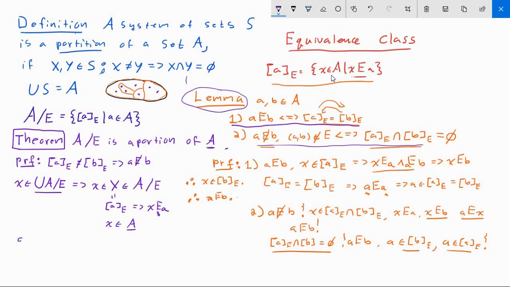And secondly, if we had some arbitrary element, little a, of the set A, well, we know that it belongs to its equivalence class, and that equivalence class must belong to A modulo E. And now this is simply the definition of the union of a set. We've found a set which contains little a and is an element of A modulo E. Therefore, little a must be an element of the union of A modulo E. And thus we've shown that both conditions of a partition are satisfied by the set A modulo E.